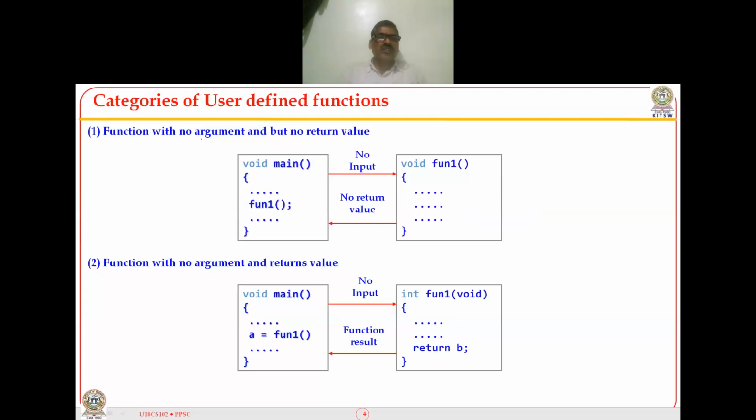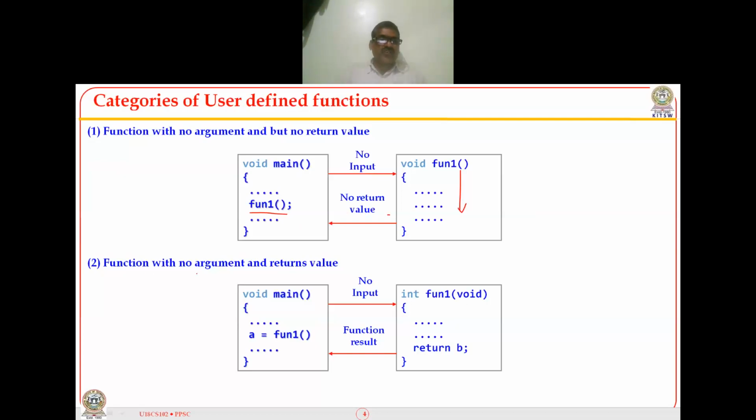The function with no arguments and no return value. So void main here, if you take here the function fun1, there are no arguments and there is no return value, so we are not passing any data to fun1. We are performing some task and then we are not returning any value to this main function. So this is the first category.